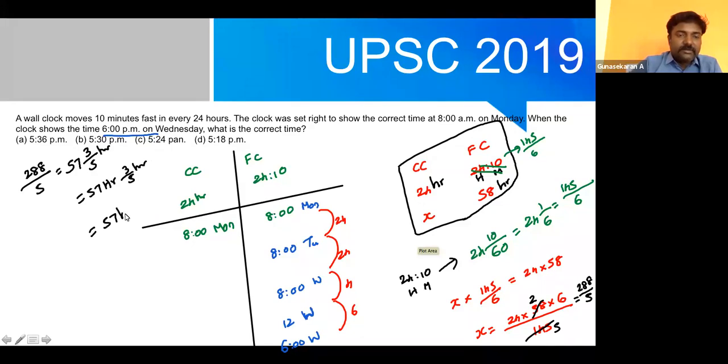Anyone tell me? 3 by 5 hours converted into minutes, how many minutes is it? Hours to minutes. Yes, perfect. 36 minutes. 57 hours means it will come where? 5:36. That's the answer.